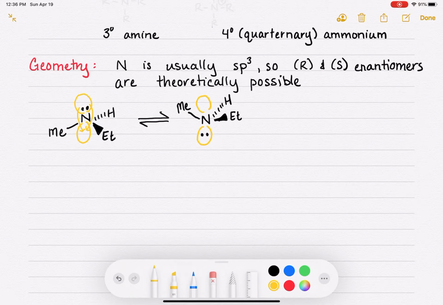Those electrons are just flip-flopping from one lobe to the other, which means the substituents are flipping up and down constantly. And because of that, the different enantiomers cannot be isolated or purified or separated from each other. Enantiomers cannot be isolated because we can't get that lone pair of electrons to stop moving.